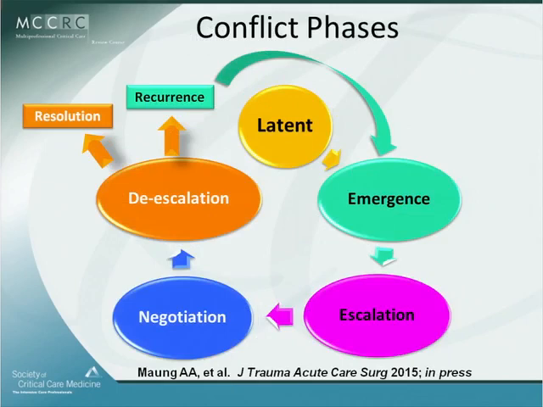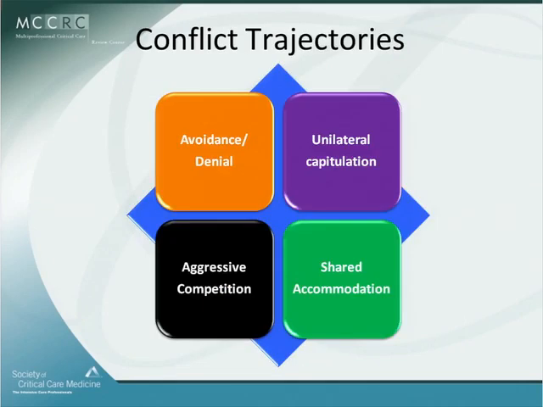variety of phases. Latent conflicts finally emerge. They can escalate. This is where you should de-escalate. We try to de-escalate by negotiating, and if we do that, we have successful resolution, but if we fail, it can in fact recur. The trajectory that you'd like for the conflict is not avoidance or denial, it's not one side giving in, it's not aggressive competition.